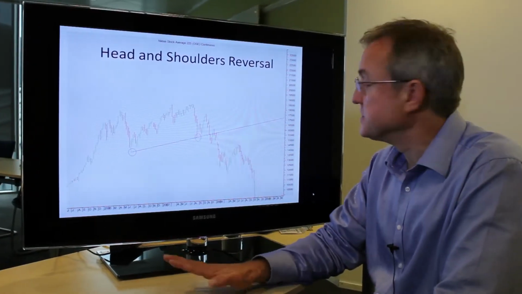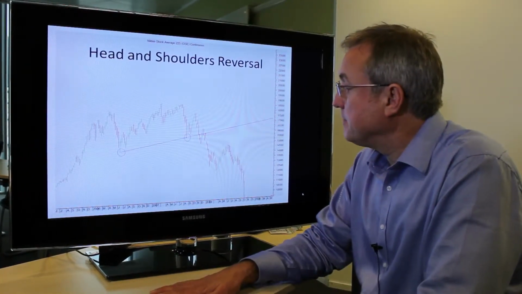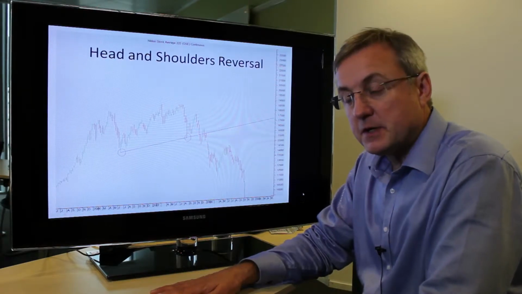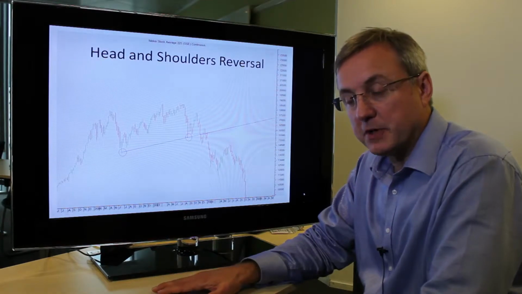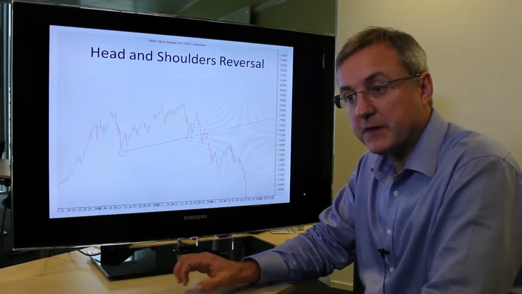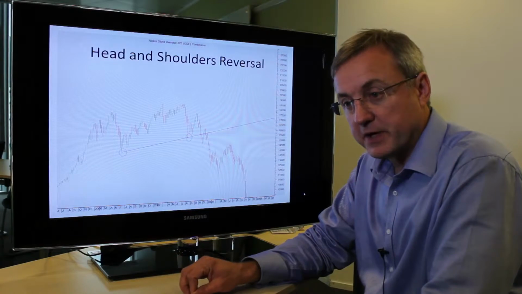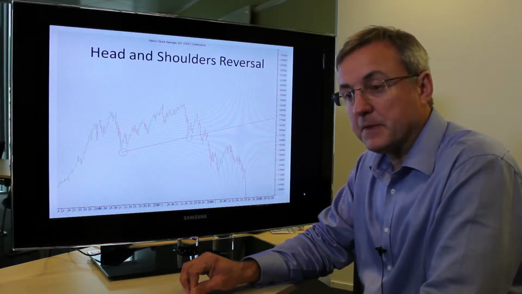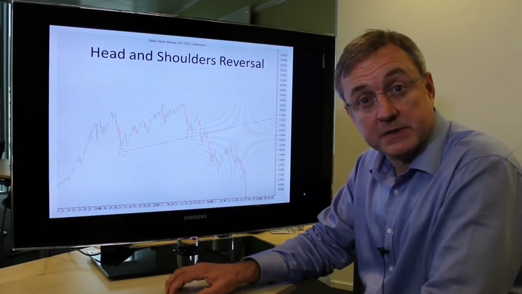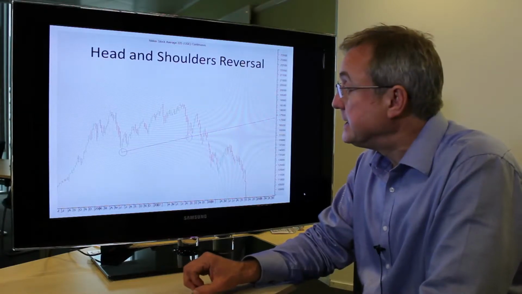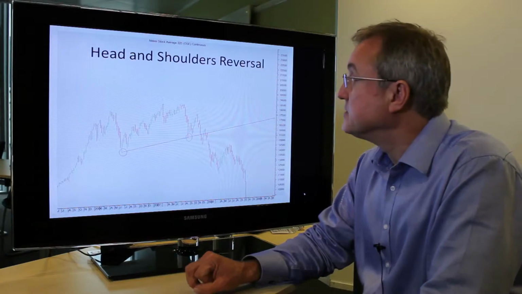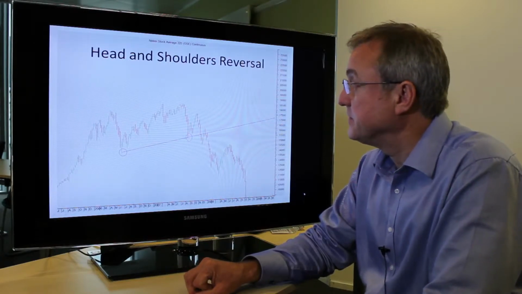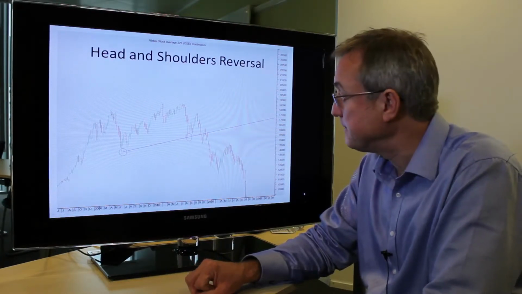This then is a head and shoulders reversal. Reversals, just to remind ourselves, are large turning points in markets, typically at the end of a trend. A trend breaks down, the market can then go sideways or reverse. The sort of pattern that's created once the trend is broken down is a reversal pattern, and this is just one example of it, called a head and shoulders reversal pattern.